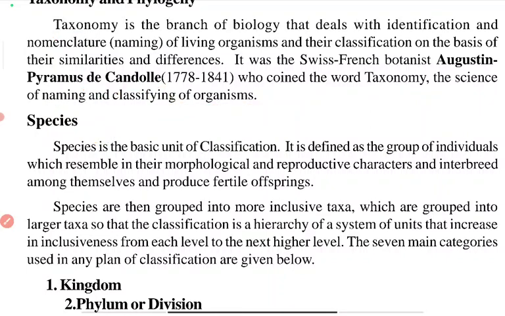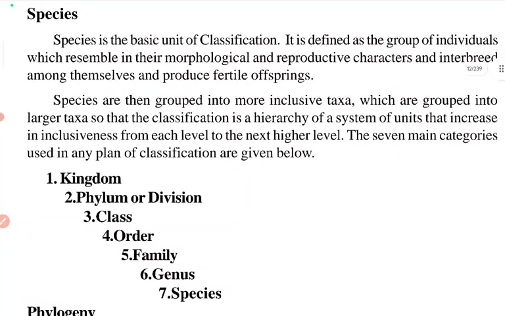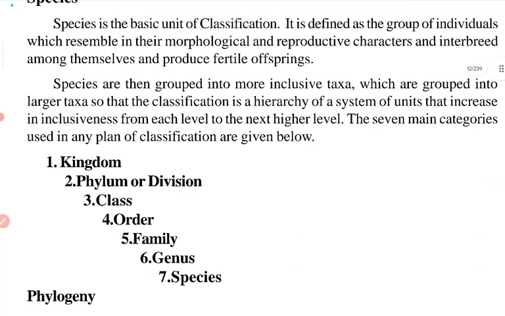What is a species? The species is the basic unit of classification. Friend, species is the basic unit of classification and it is defined as the group of individuals which resemble in their morphological and reproductive characters and interbreed among themselves and produce fertile offspring. So what is species? New definition and important definition, because this is basic, and if you know the basic then it is very very difficult to defeat you in any exam.